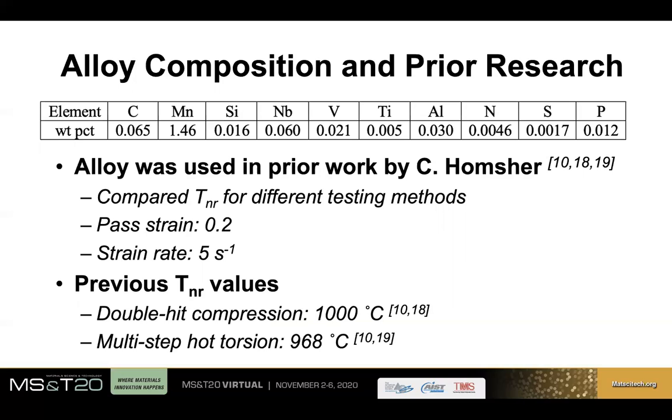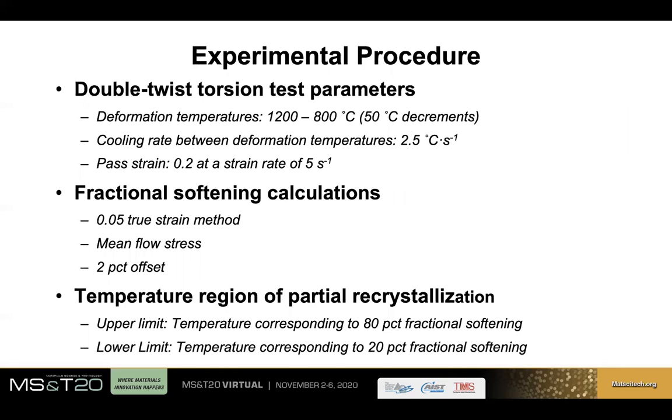So from the work done by Karen Homscher, double hit compression testing resulted in a TNR of 1000 degrees C, and also from Karen Homscher's work, multi-step hot torsion testing resulted in a TNR of 968 degrees C on this alloy. And these were determined using a pass strain of 0.2 and a strain rate of 5 per second. So for the present study, the double twist torsion test was applied to this alloy. And we used deformation temperatures from 1200 to 800 degrees C in 50 degree decrements.